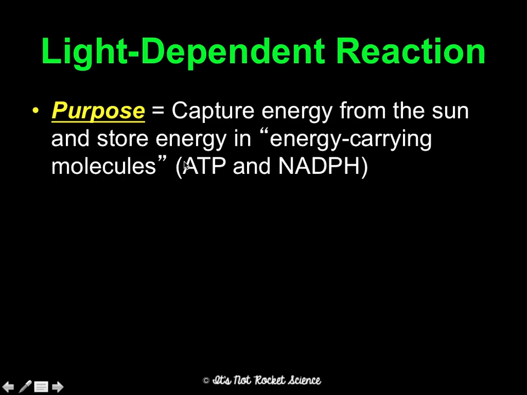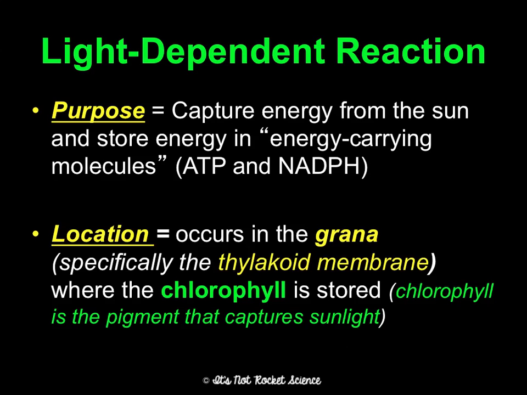So ATP actually shows up here. It's going to help us, along with NADPH, which is a similar type molecule, to kind of power the process. It's going to happen in the grana, so the stack of pancakes. Specifically, it's happening in an individual pancake, so the thylakoid membrane, because that's where chlorophyll is. And chlorophyll is a pigment that plants have that allows them to capture sunlight.